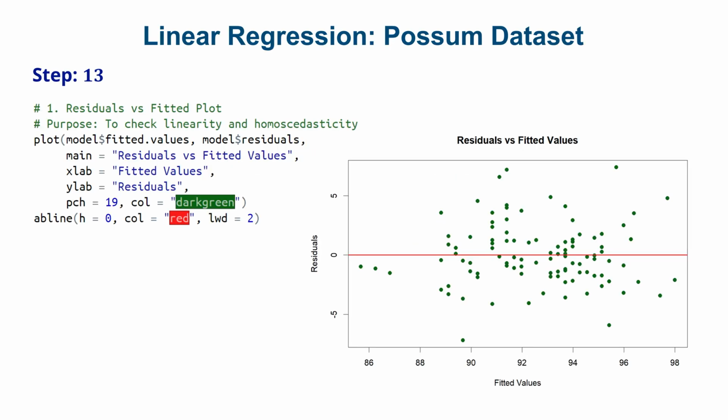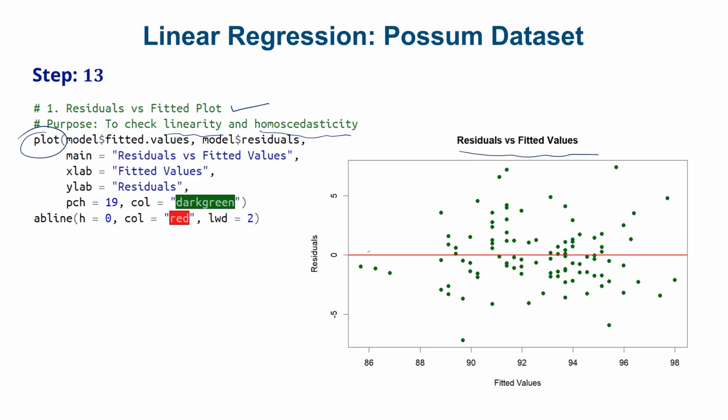Let's begin with one of the most important plots, the residuals versus fitted plot. This helps us check two assumptions, linearity and homoscedasticity, which means constant variance of residuals. We plot the predicted values against the residuals to assess how the residuals behave across the range of predictions. This is called a residual versus fitted plot. What we want to see here is a random cloud of points scattered around the horizontal red line at 0.